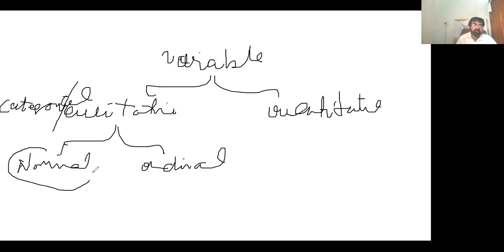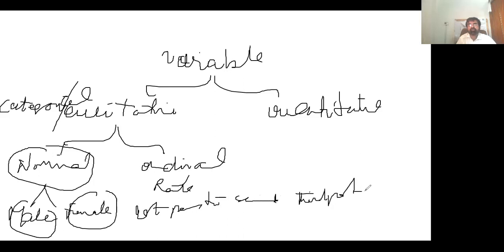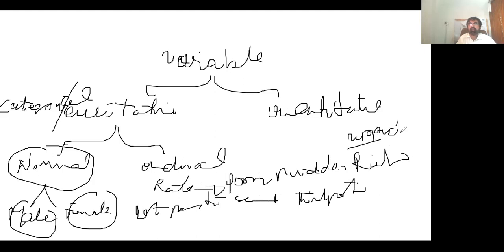Nominal is that type of categorical variable which does not have a rank, only categories. For example, male and female. There is no rank in male and female. These are two categories. And ordinal, on the other hand, has a rank. For example, first position, second position, and third position. Similarly, if you take an example of social classes, so poor, middle, and rich, upper class. Rich people are upper class. So these are two examples of ordinal data.